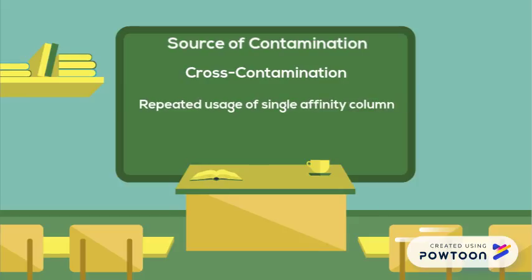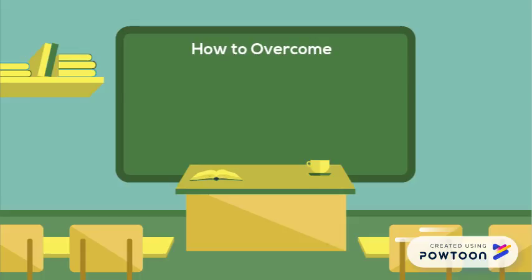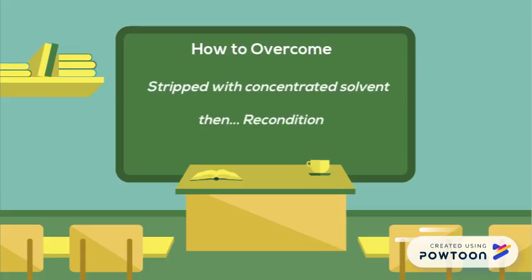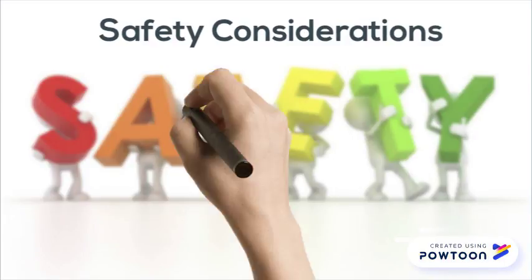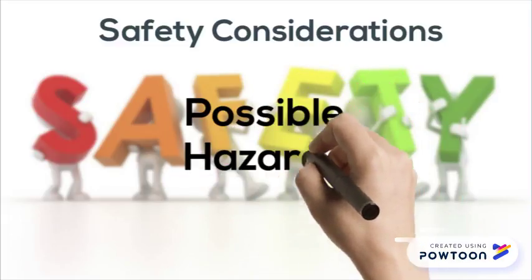Cross-contamination is also likely to happen through repeated usage of one affinity column. An antibody batch can be contaminated by leftover traces from the previous batch. The column should be stripped by subjecting it to harsh conditions such as a concentrated solvent, before reconditioning the column for the next batch.